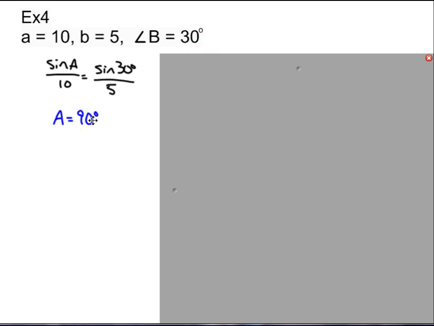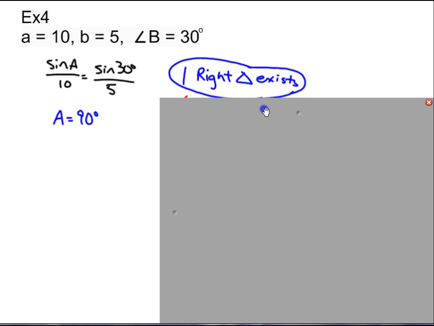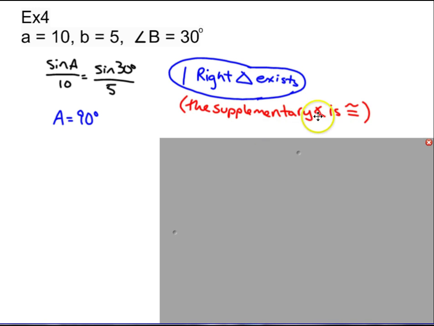Obviously, if the supplementary angle of A is 90 degrees, there's not going to be another distinct triangle. There are, I guess, two triangles, but they're the same exact triangle. They're congruent. So we say there's one right triangle that exists, because the supplementary angle is congruent. So there's really only one distinct triangle that could possibly exist.